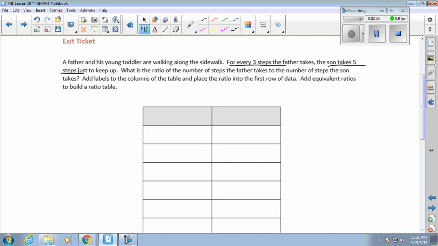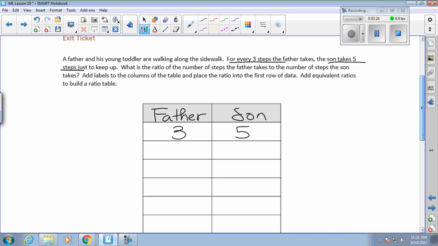Jacob. Father. Very good. And the other column will be? Son. Very good. So a lot of people were missing this on their paper. So go ahead and write father and son. And that ratio was what? What ratio was that, Riley? 3 to 5. Very good. 3 to 5. The father most likely has much longer legs, right?